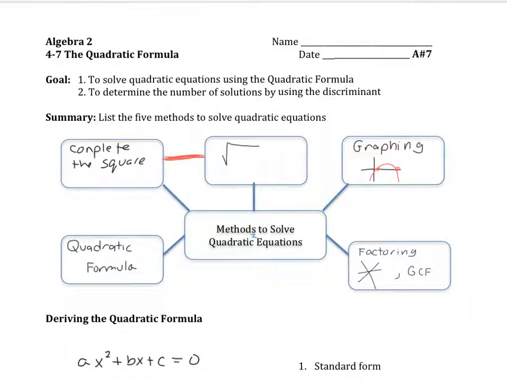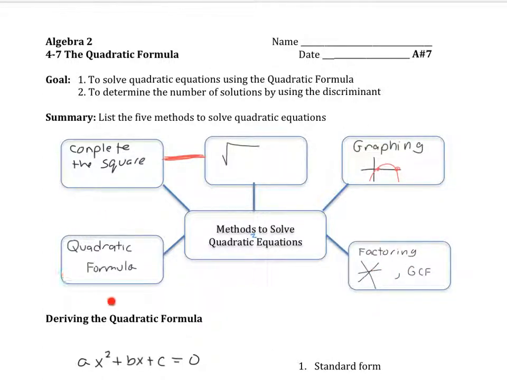So we are going to look at our last and fifth method to solve quadratic equations. So we've already been spending time graphing. We looked at taking the square root, which also is a variation of completing the square. We see that we can factor things. By the way, whenever we complete the square, we are factoring, right? So they're all linked there.